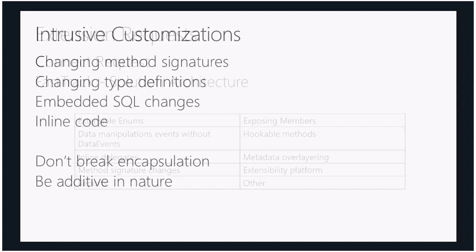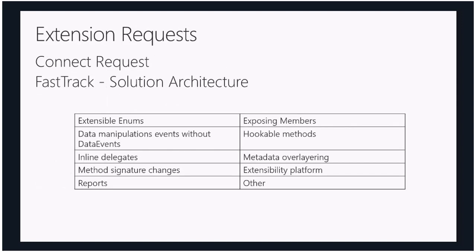So what happens if what you need is not currently supported in Dynamics 365 for operations? Assuming it is not an intrusive customization and is something that we are willing to add to the system, then you will need to reach out to Microsoft and file an extensibility request. We are still exploring how best to triage and manage these requests, but right now the two best avenues are to submit a connect request, which is published on our docs site.